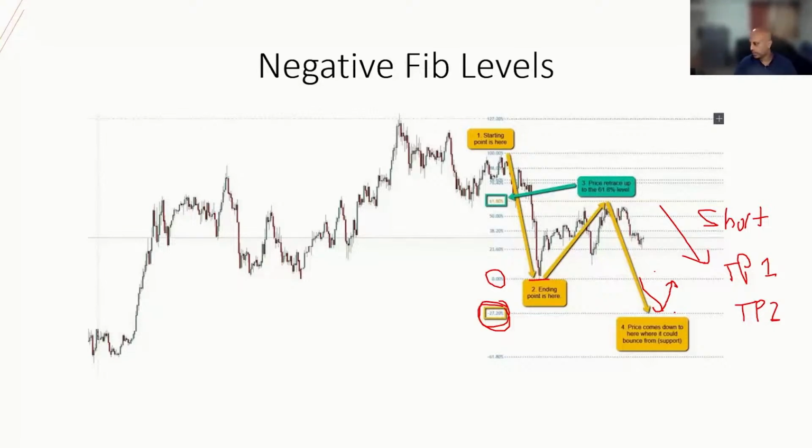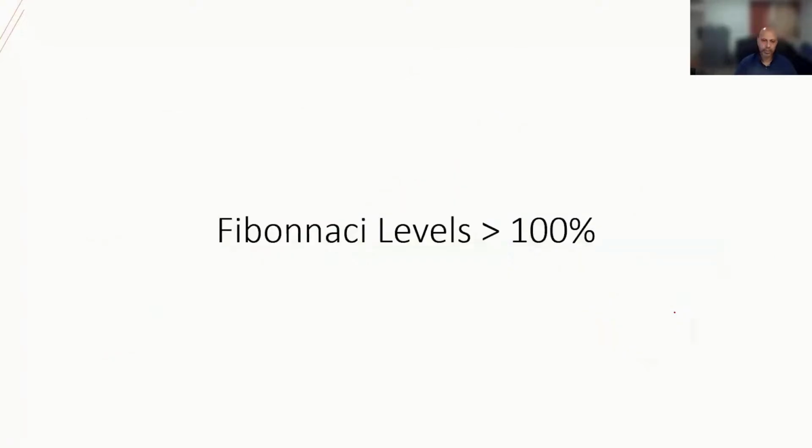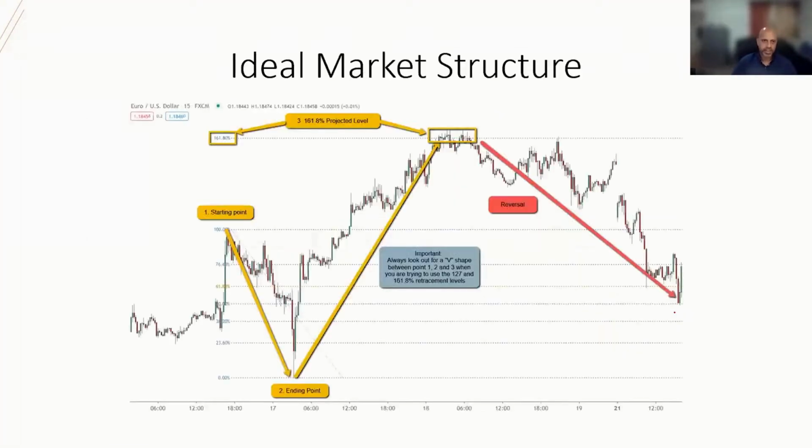Okay, with that, now we're going to look at Fibonacci levels that are greater than 100%. The key Fibonacci levels that are greater than 100%, as I mentioned earlier, are 161.8 and 127.2%. These are the two key significant levels that are greater than 100, and they're also known as Fibonacci extensions.